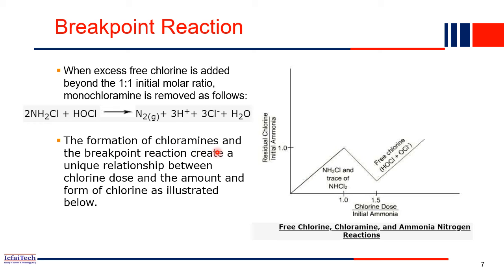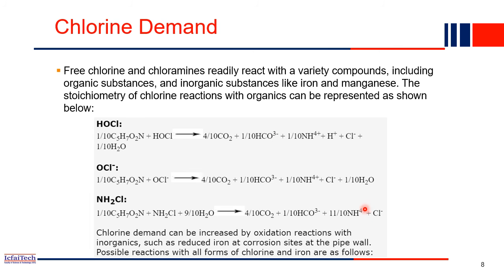The formation of chloramine and the breakpoint reaction creates a unique relation between the chlorine dosage and the amount and form of chlorine, as illustrated below. Here you can see you have the free chlorine. Free chlorine is what you get if you add more quantity of chlorine, and this is very important. And you have the chloramine. Chloramine is also responsible for the disinfection, right? That compound kills the bacteria and all. And the ammonium nitrogen reaction, how much of it will take place. So this is a very good reaction, the breakpoint reaction, where we find out the chlorine dosage, meaning how much quantity of chlorine we have to add.